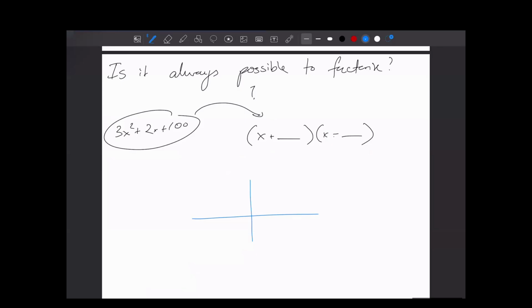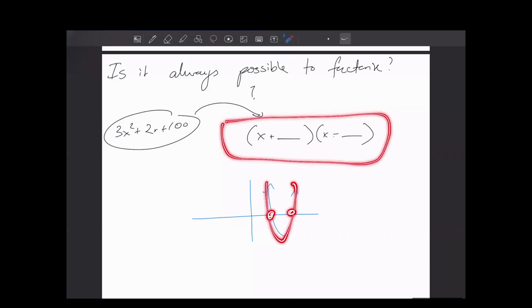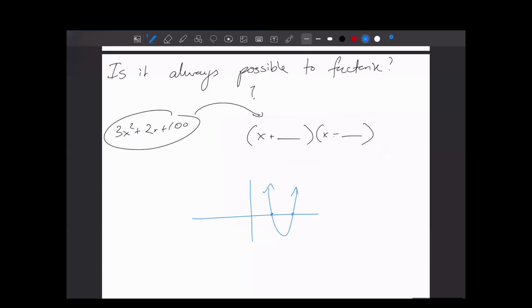By finding the x values. Yep, we would find these two numbers and it's pretty simple. We just get a parabola like this, right? So anytime we factorize our quadratic, we will have a parabola with two x-intercepts.